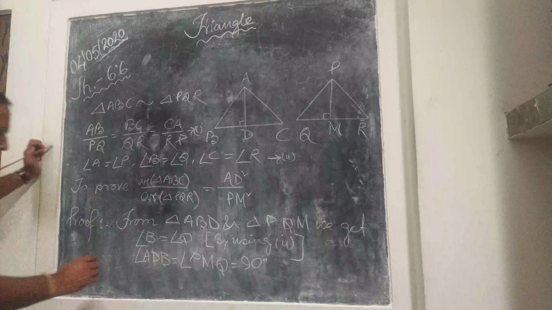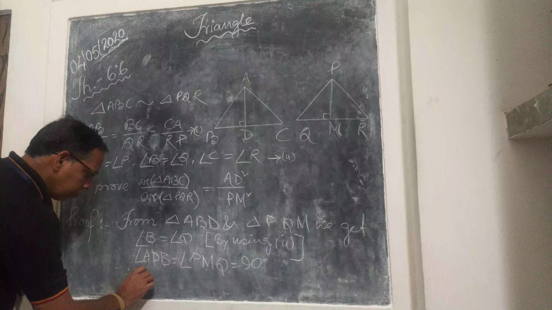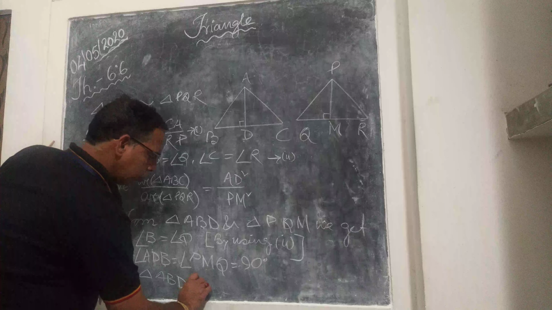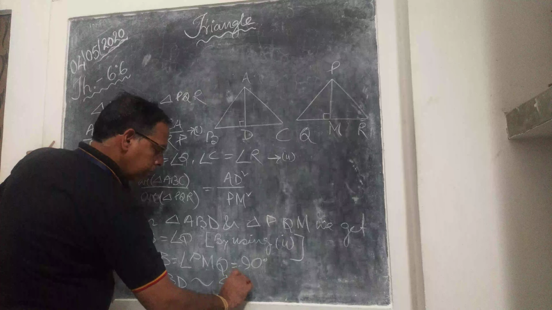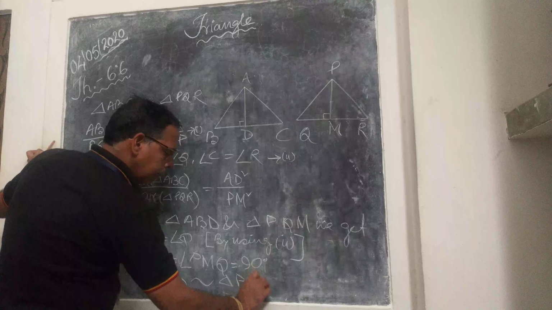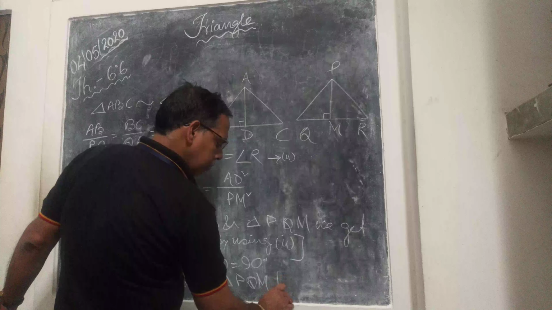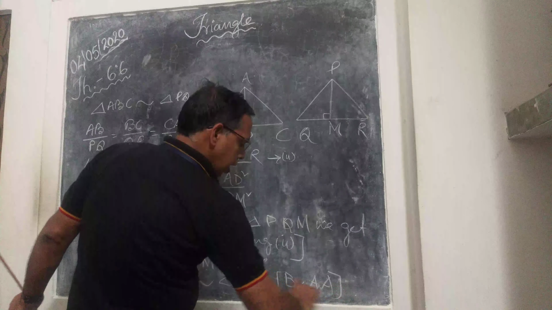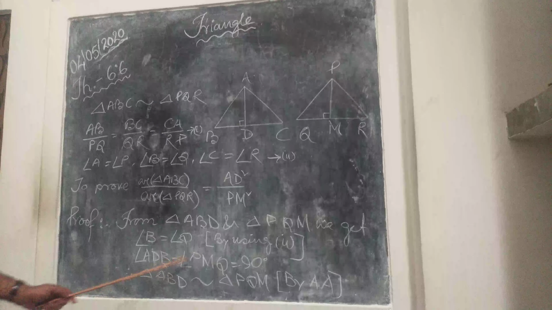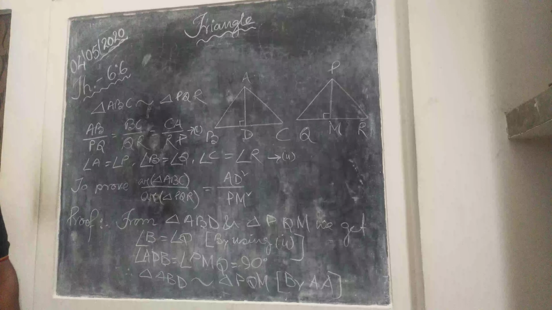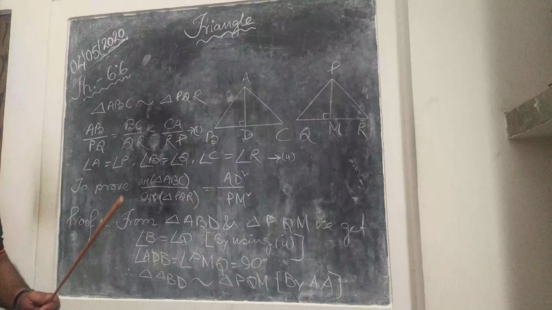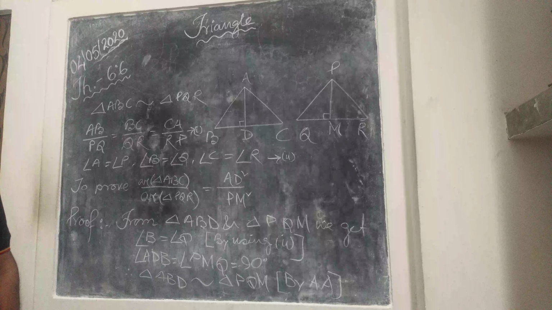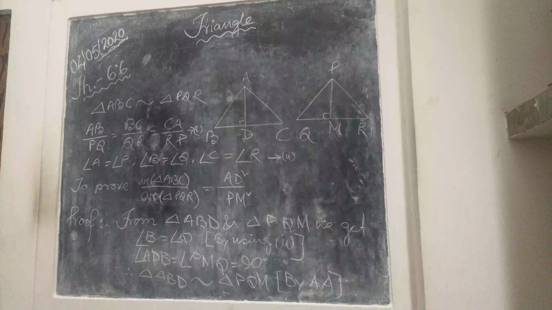Therefore triangle ABD is similar to triangle PQM, by AA. Other day also I told you that if you are writing two angles, that is enough, because the third angle automatically comes. If two angles are equal in two corresponding triangles, then the third angle will also be equal by the angle sum property of the triangle. So this part is done.